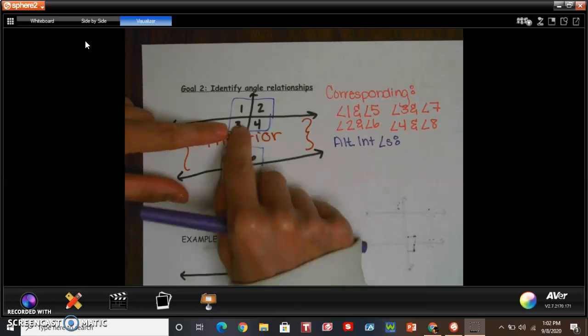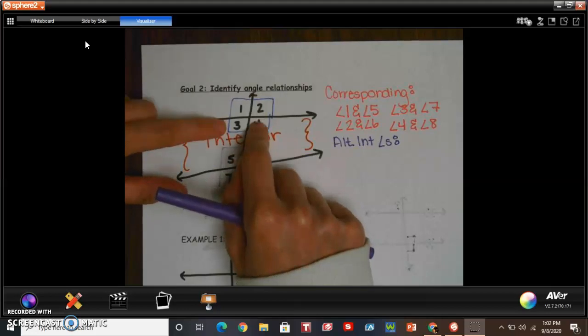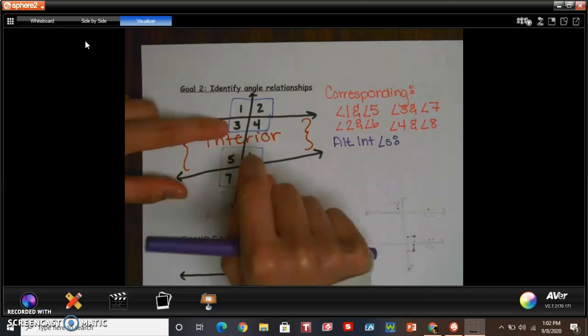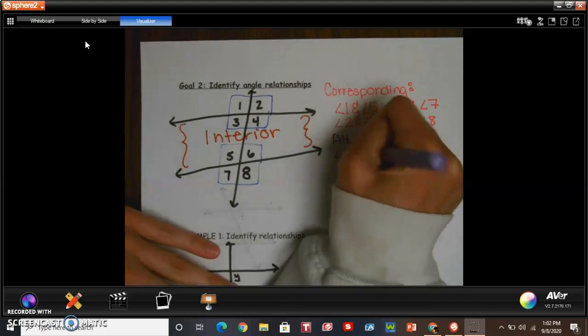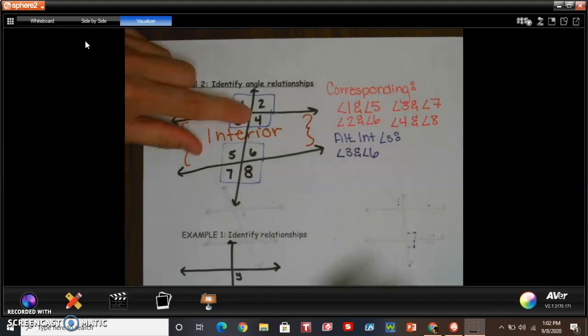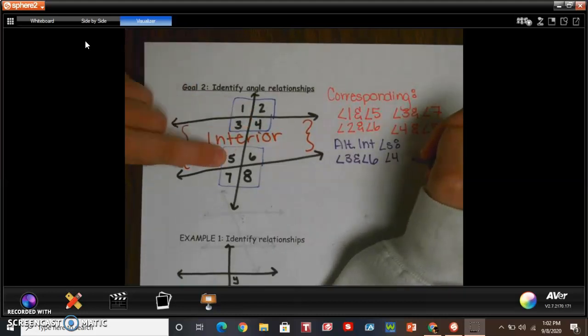And you're like, what about 3 and 4? They're on the opposite ones. Yeah, but they're part of the same family. So they can't have a relationship. But 3 and 6 can. So angles 3 and angle 6. Another one would be angle 4. And across from it, opposite of it, is angle 5.